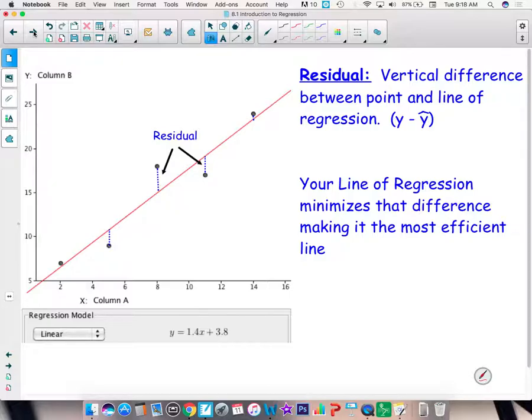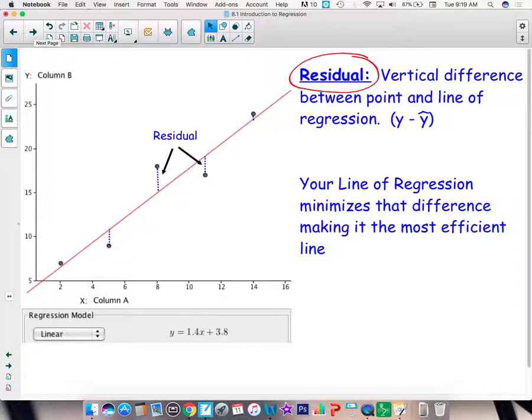Next, I want you to pause the video so you can draw this example. We're looking at residual values. This is actually the graph that you had before, so if you already have a graph on your paper that you copied from your calculator, that's okay. A residual is the vertical difference between the point and the line of regression. Our line of regression is this red line right here, that's the linear regression we did on our calculator.